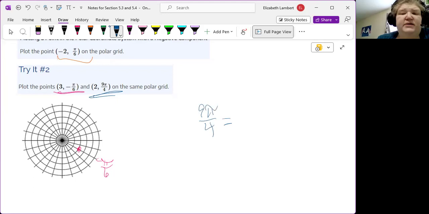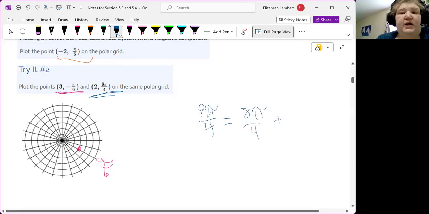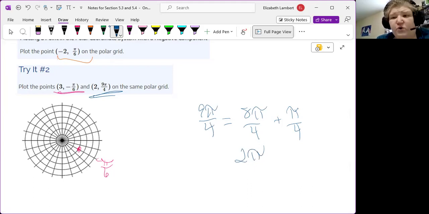is 8 pi over 4 plus 1 pi over 4. 8 pi over 4 is just 2 pi. So 9 pi over 4 is coterminal with pi over 4. So the point 2, 9 pi over 4 is the same as the point 2, pi over 4.